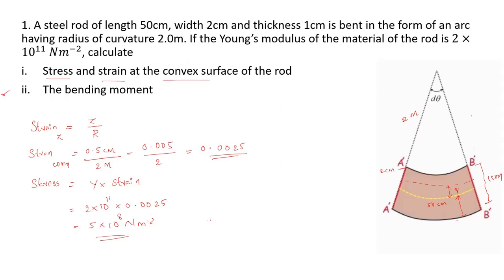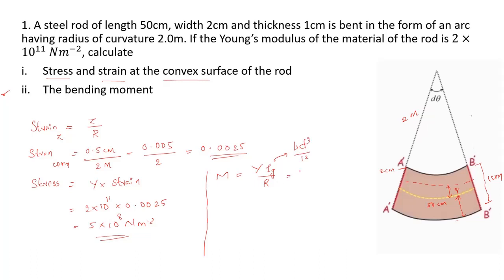Moving to the second question, we need to find the bending moment. So, we have an equation for bending moment. What is our equation for bending moment? M is equal to Y into Ig divided by R. Since we have a rectangular rod, we know that Ig is given by B d cube by 12.